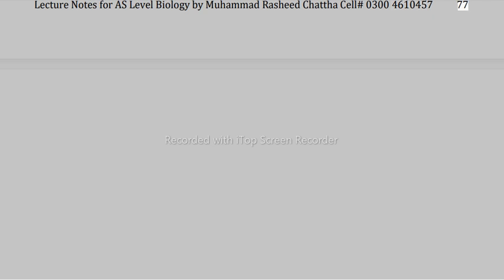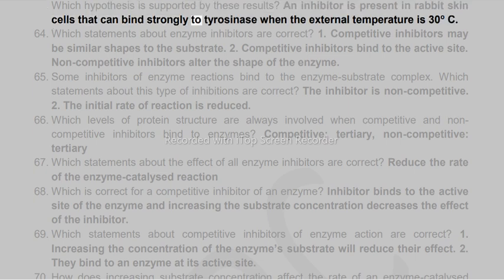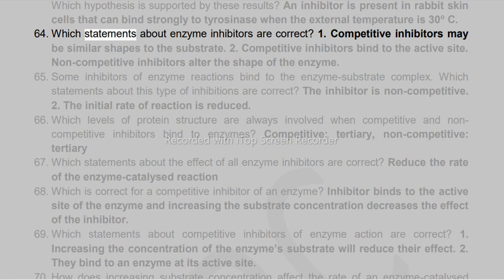Which hypothesis is supported by these results? An inhibitor is present in rabbit skin cells that can bind strongly to tyrosinase when the external temperature is 30 °C. 64. Which statements about enzyme inhibitors are correct?